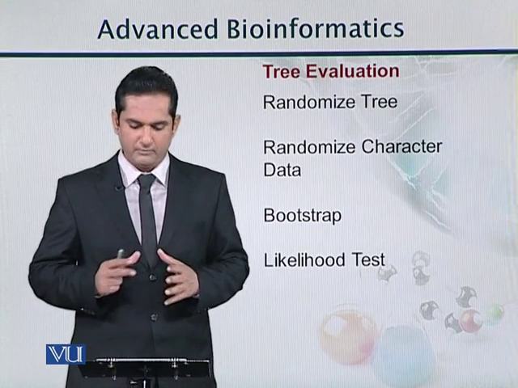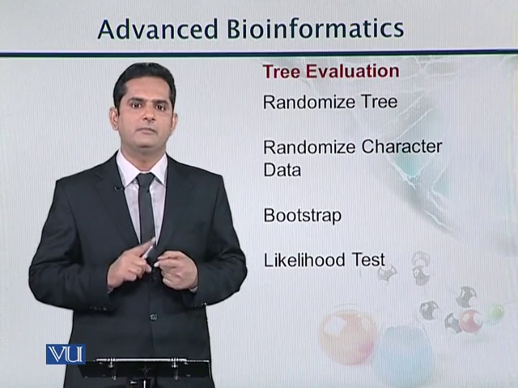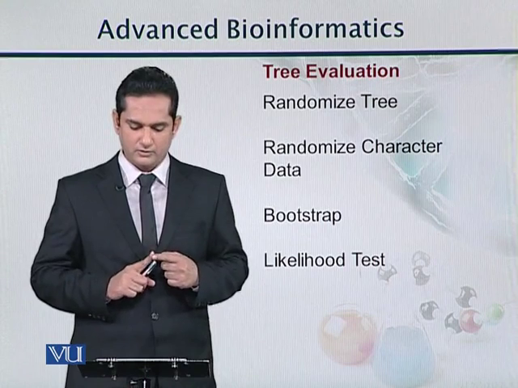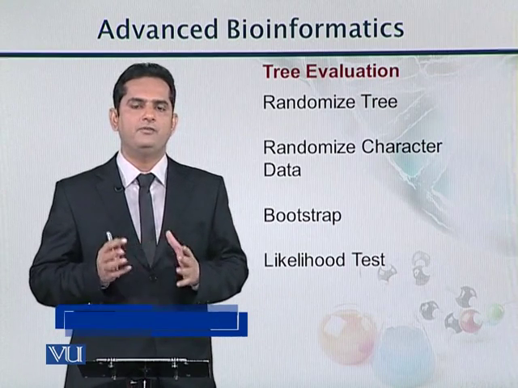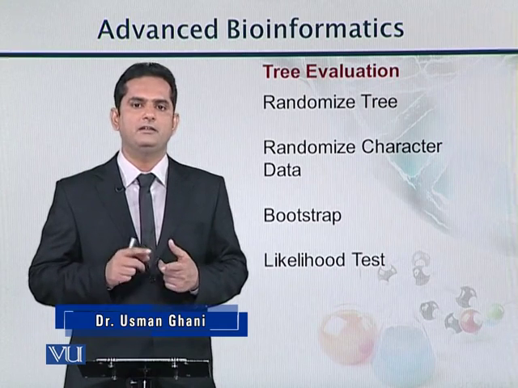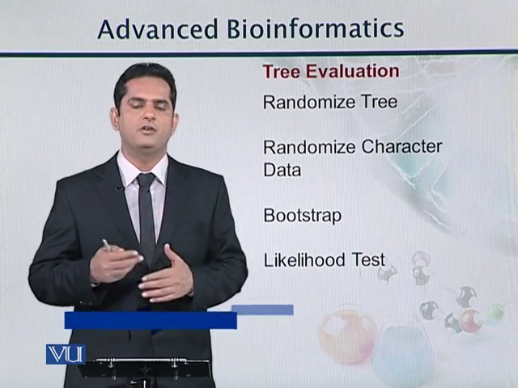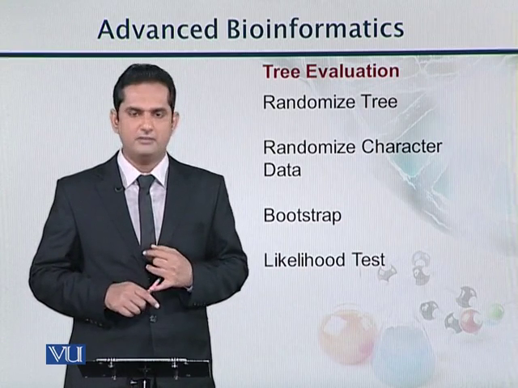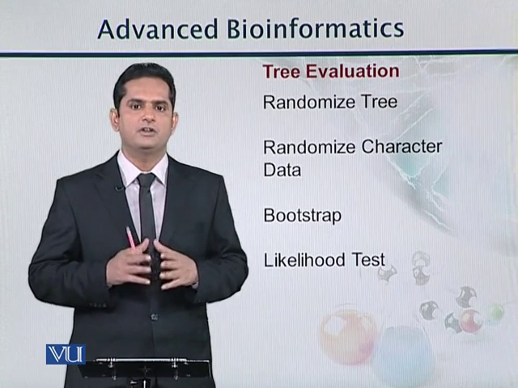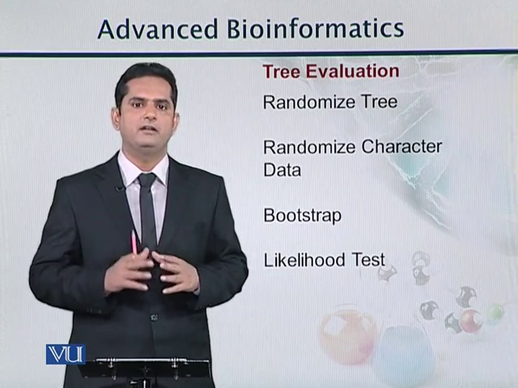There are four different methods for tree evaluation, which are randomized tree, randomized character data, bootstrapping, and likelihood test. In the first, randomized tree, we generate different trees which are of course random from the given data, and in the second type we have different characters which are randomized from the provided data. Third one is bootstrapping, and finally we have the likelihood test, in which we check what is the maximum likelihood of a given tree from the provided data.